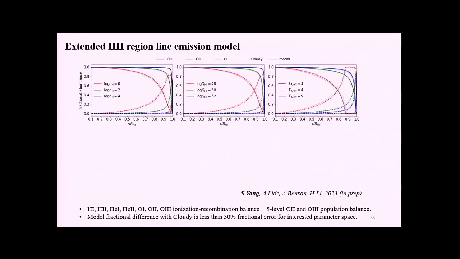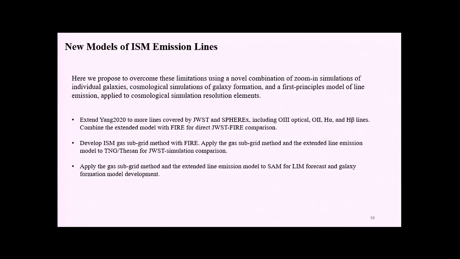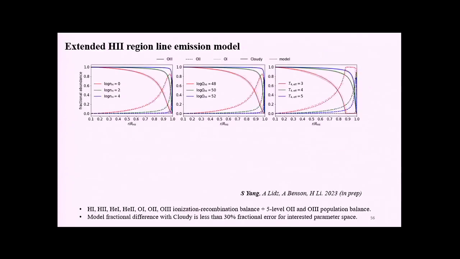Currently, I want to apply this model and the gas subgrid model to SAM and cosmological simulations, which will help line intensity mapping forecasts as well as galaxy formation model development. We have successfully extended this model to most of the lines covered by JWST and SPHEREx, to better model the volume difference between O3, O2, and the H2 region. We solve the ionization recombination balance among hydrogen, helium, and oxygen.